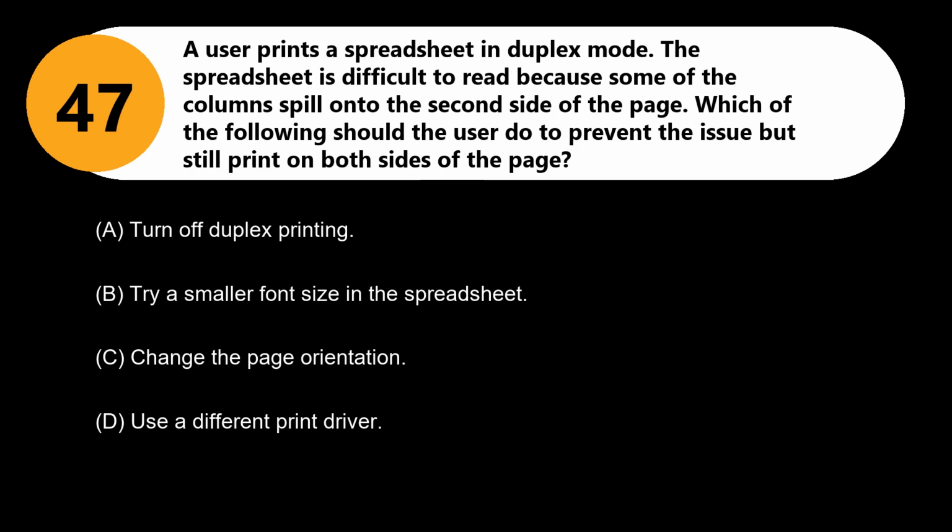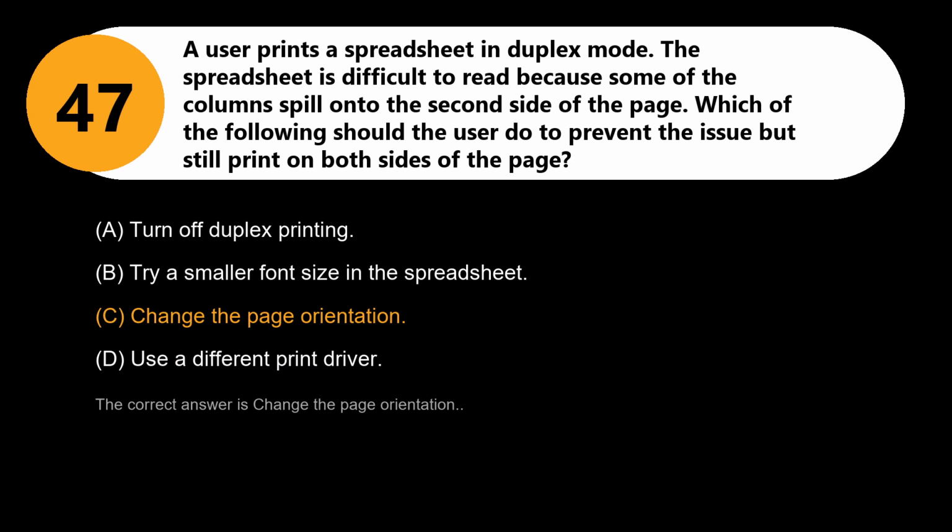Question 47. A user prints a spreadsheet in duplex mode. The spreadsheet is difficult to read because some of the columns spill onto the second side of the page. Which of the following should the user do to prevent the issue but still print on both sides of the page? Option A, turn off duplex printing. Option B, try a smaller font size in the spreadsheet. Option C, change the page orientation. Option D, use a different print driver. The correct answer is option C, change the page orientation.